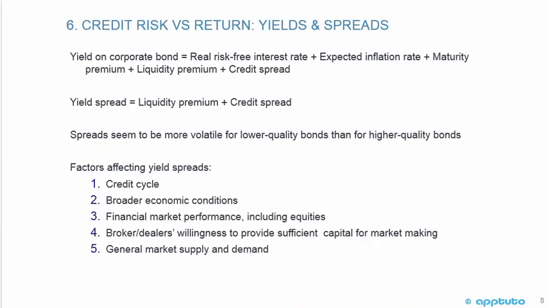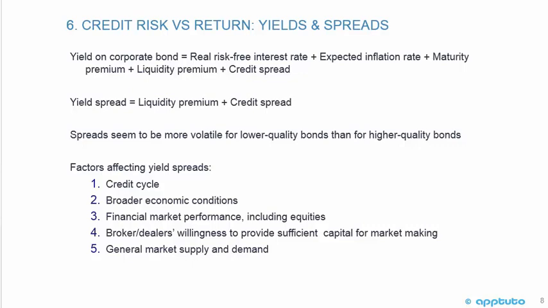So we'll have a bit of a review slide and then one last practice question to finish this LOS. So the yield on a corporate bond equals the risk-free interest rate plus expected inflation rate plus maturity premium plus liquidity premium plus the credit spread. So the yield spread equals liquidity premium plus the credit spread, okay?